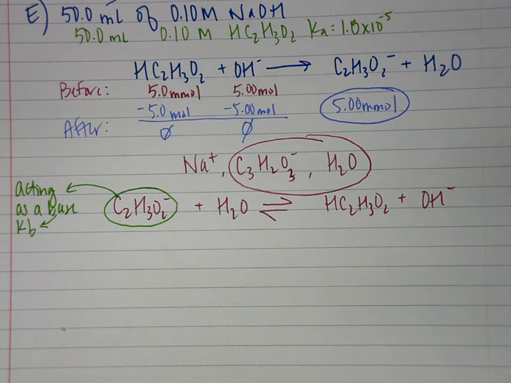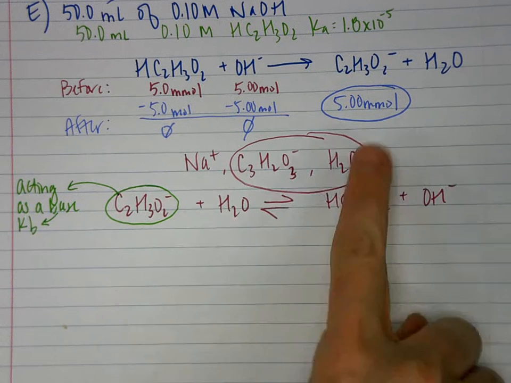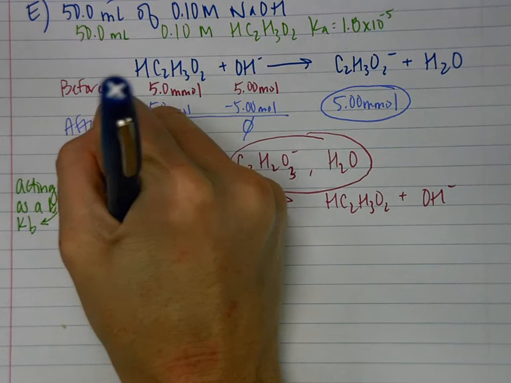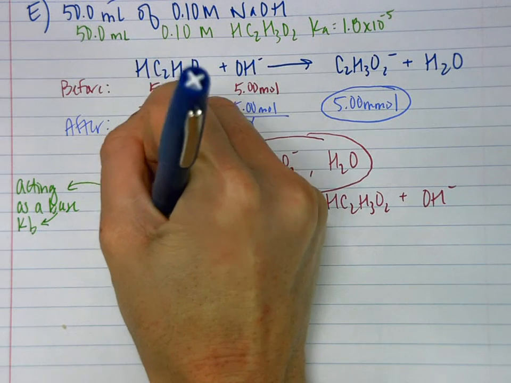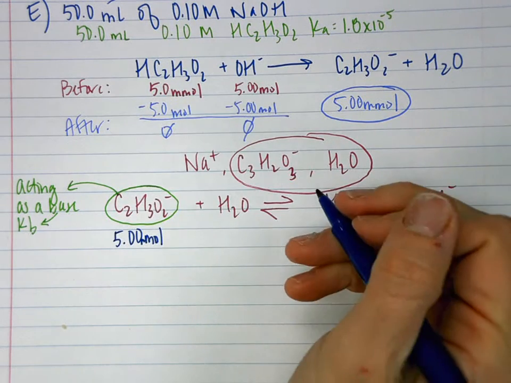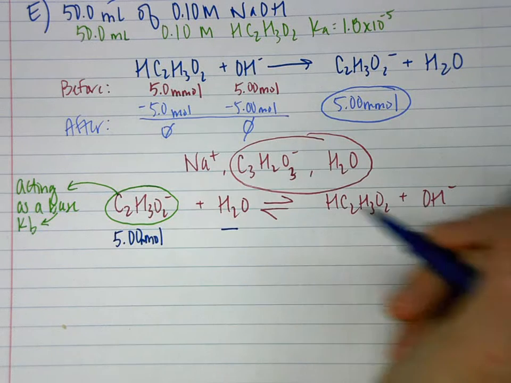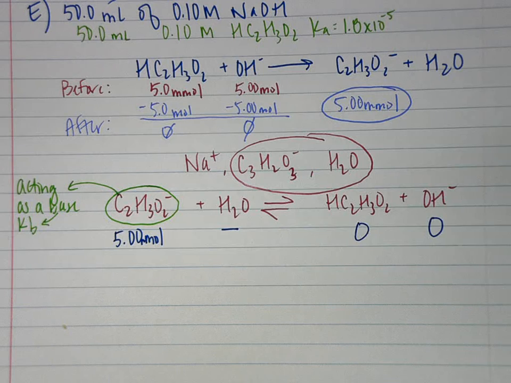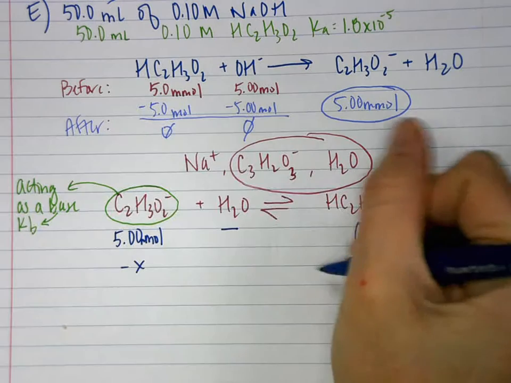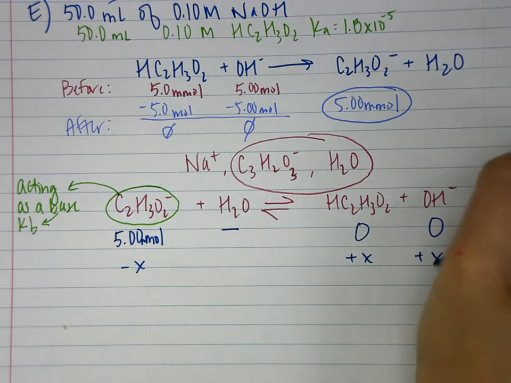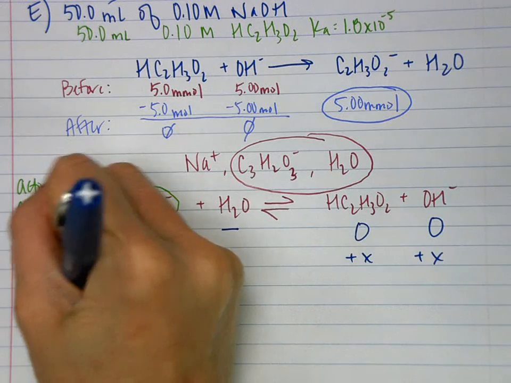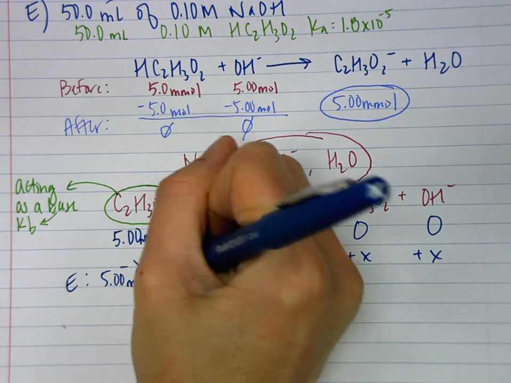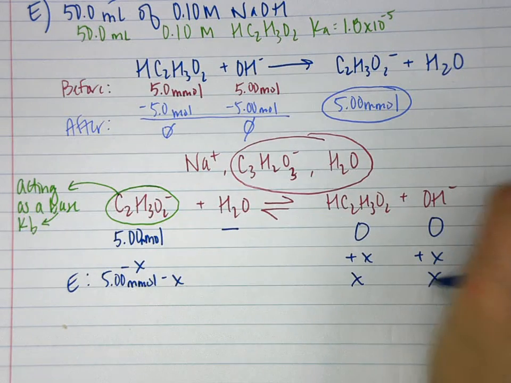All right, so we're going to fill in our table. We know we have 5 millimoles of our acetate ion, so fill in 5 millimoles. We're going to ignore water because it's a liquid. We don't have any of this yet. All right, then we're going to do minus x, plus x, plus x. So at equilibrium, the expression should be 5 millimoles minus x, and then x and x, okay?